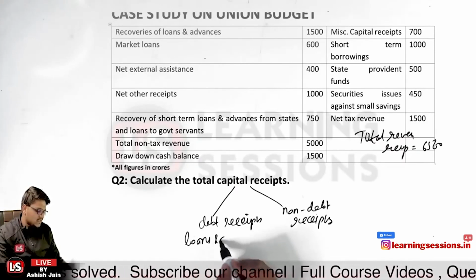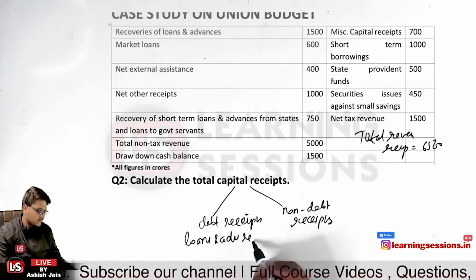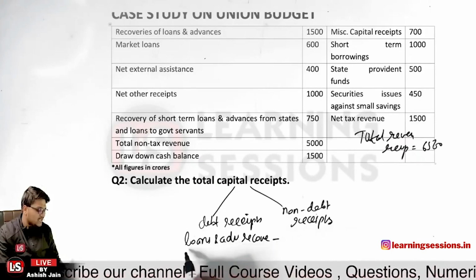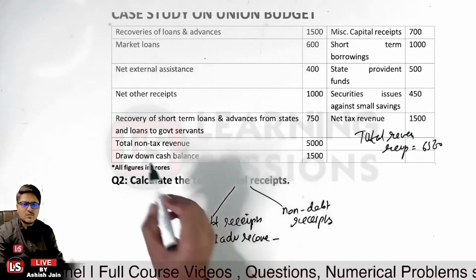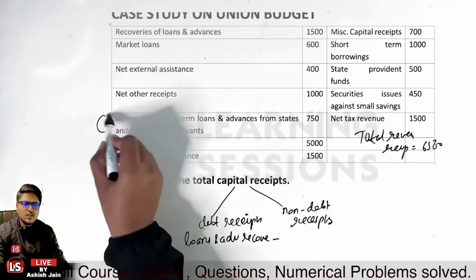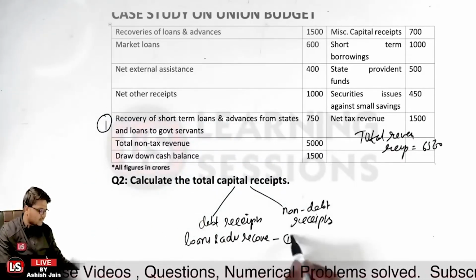Loans and advances recovery for the long-term period. That is why we need to subtract the recovery for short-term period, that is this particular part over here. I am mentioning it as 1, so we will be subtracting 1 from here.